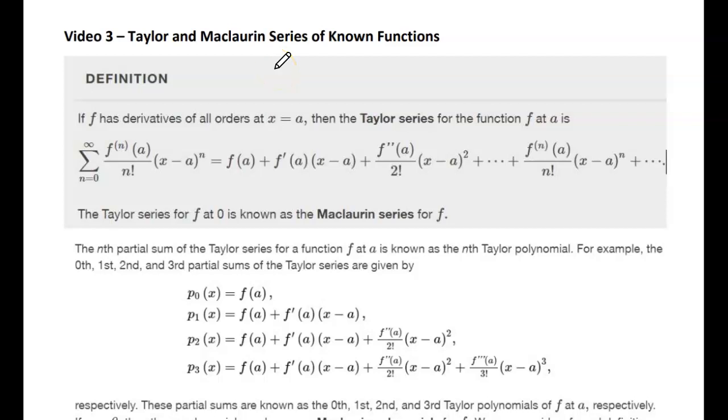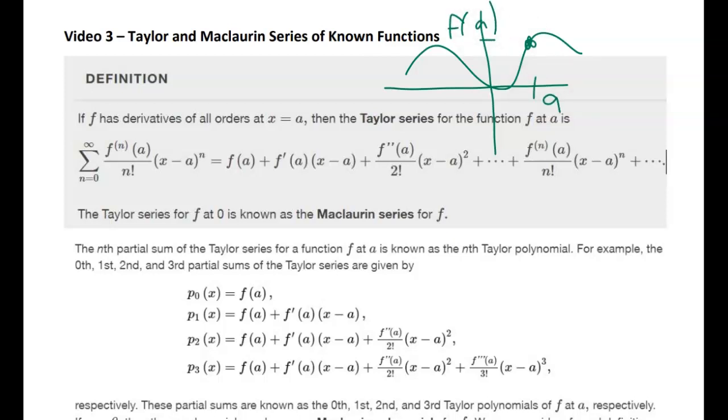All right, so we are going to now get into Taylor and Maclaurin series of some known functions and how those get generated. So a Taylor series is centered at a, and basically what he found out is if you have any function, and you find the point a, f of a, that we can then find the equation of the tangent line to the curve, and that would be a 1-degree polynomial, if you will.